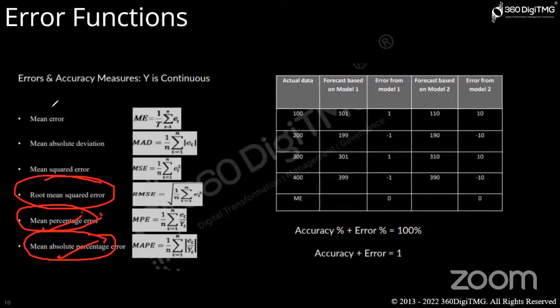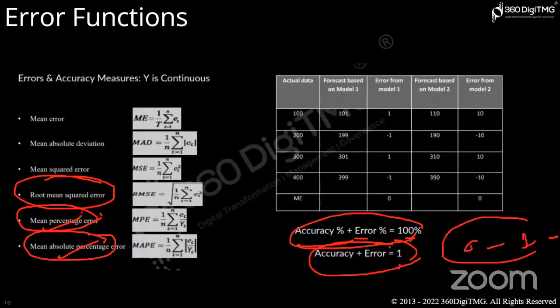These are the different error terms when it comes to the regression case. So what is the accuracy? Accuracy plus error term will give us 100%. We describe the accuracy between 0 to 1, or you can say 100%. So accuracy plus error is equal to 100, right?